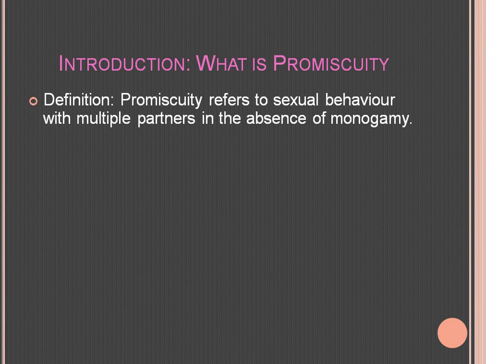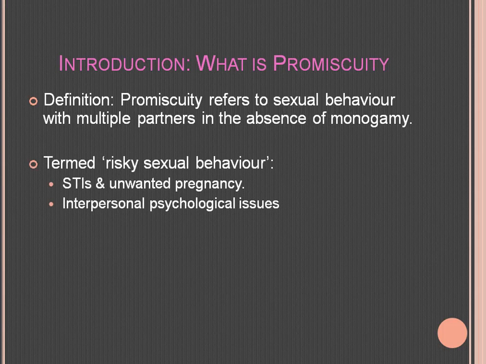The introduction covers the definition of promiscuity, which is essentially sexual behavior with multiple partners across a person's lifetime, and this occurs without relationship exclusivity or monogamy. This section also highlights the concept of promiscuity as a form of risky sexual behavior, and that it is associated with increased risk of sexually transmitted infections and unwanted pregnancy, as well as interpersonal and psychological issues as well.